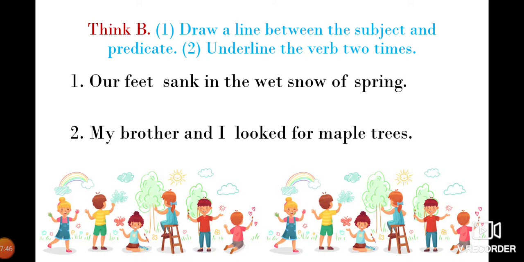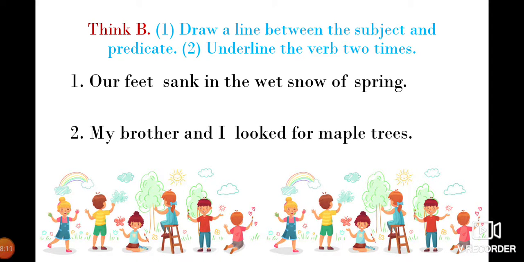Let's continue. Now, the Think B. We draw a line between the subject and the predicate. This is the first step that we develop in this exercise. Then we underline the verb two times. That means we do two things in this exercise. First, we draw a line between the subject and the predicate. And number two, we underline the verbs, two times. Let's see.